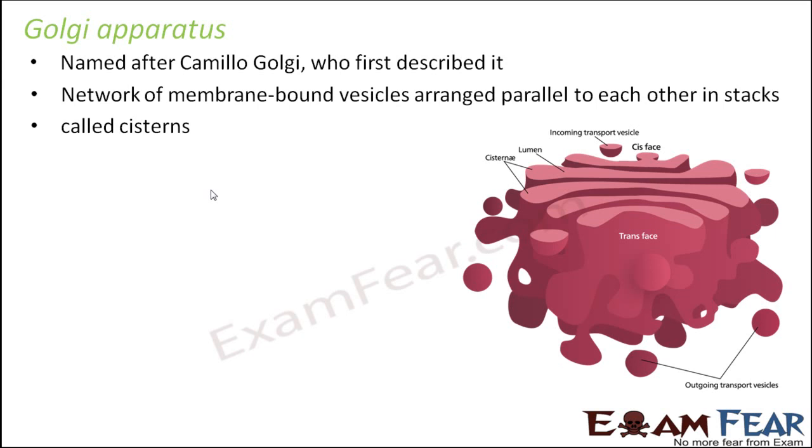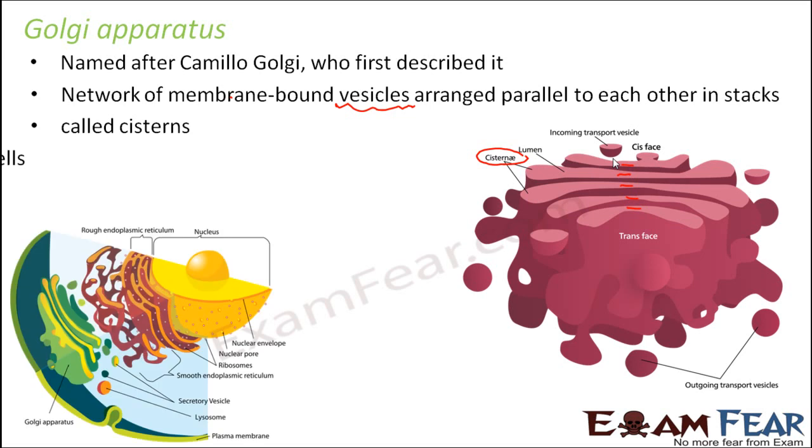It is a network of membrane bound vesicles arranged parallel to each other in stacks called cisterns. So what are vesicles? Vesicles are nothing but containers which are bound by membranes. So here if you see, these are all vesicles and they are arranged parallel to each other. You can see this is 1, 2, 3, 4. They are all arranged parallel to each other, called cistern. So each of these is known as cistern. This is the name given to each of them. So this is how it looks like.